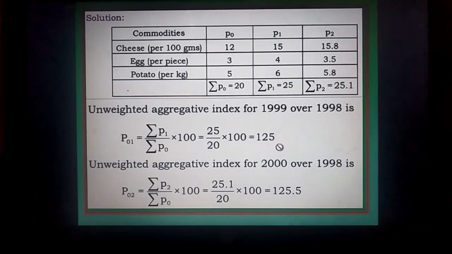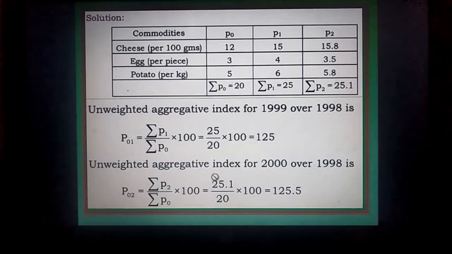Even if you write a conclusion here, it would be very good. Since it was not asked in the question, the conclusion has not been given here. If it is to be written, what will it be? This 125 means a 25% increase in the current year 1999 as compared to the base year 1998.